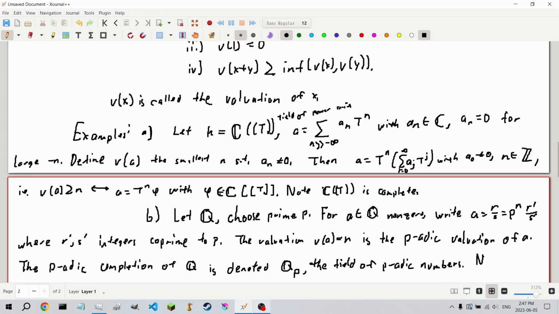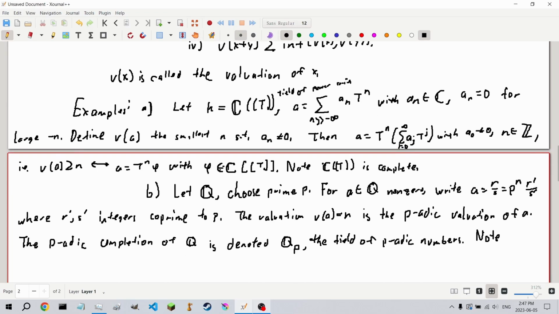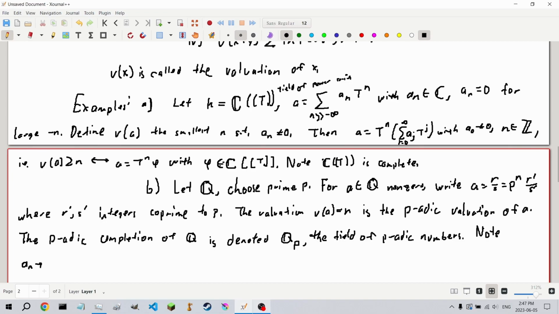And we're going to note that a_n goes to 0 in the p-adic sense if and only if each a_n is divisible by a power of p, say p to the h_n, where h_n goes to infinity.